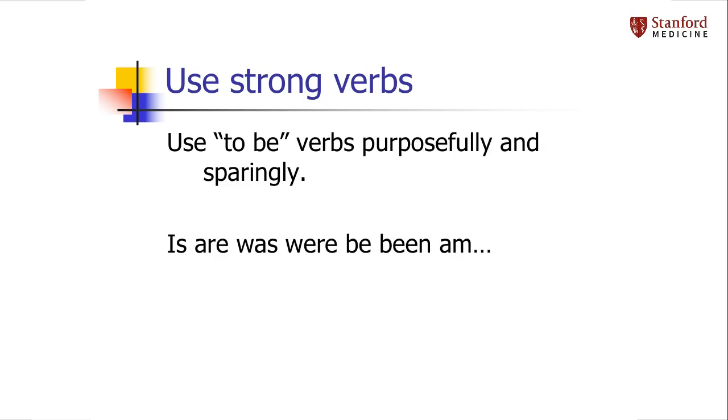Now, to be verbs, is, are, was, were, be, been, am, they are highly overused in scientific writing, and they're boring. You have to use to be verbs sometimes. You can't avoid them, but they should not be the predominant verbs in your paper. When you get a chance, try going through your writing and underlining all of your verbs. See how often you use to be verbs. You might be surprised. So where possible, try to substitute those to be verbs with something a little bit more exciting, a little bit stronger.